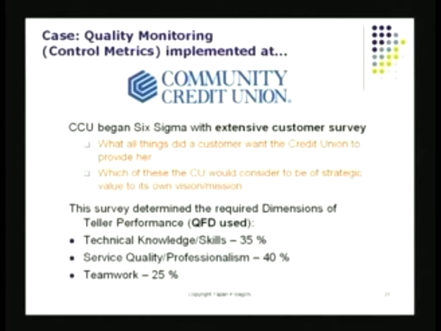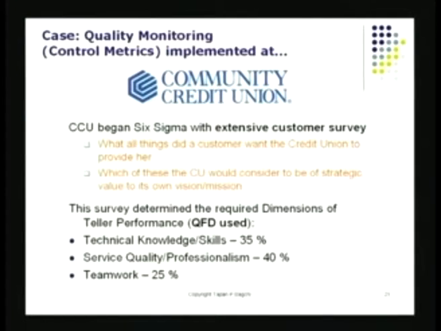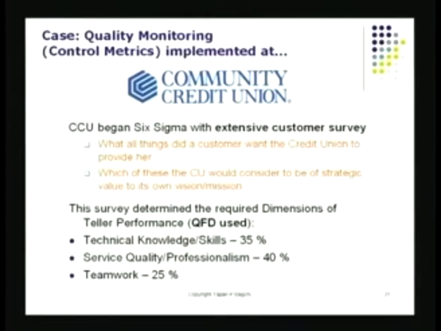Almost a third of the people wanted to make sure that the technical knowledge was there in the employees of this credit union, which is like a bank, that they had the skills to be able to do the job. And of course, their service quality was good and professional. This was rated slightly higher than technical knowledge. And they came across as professionals.